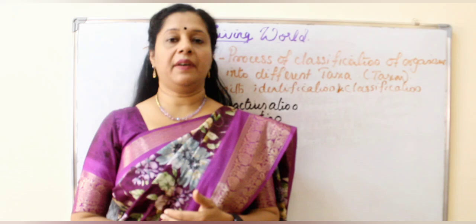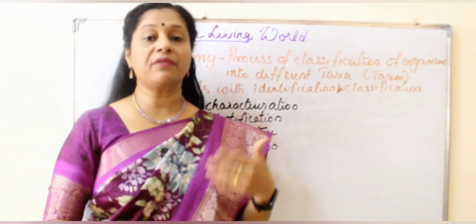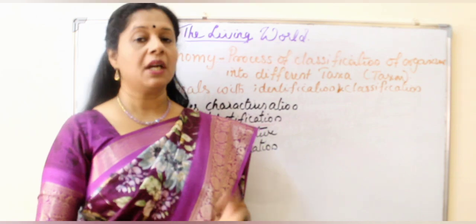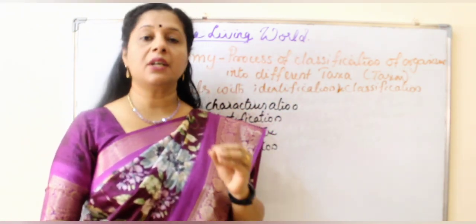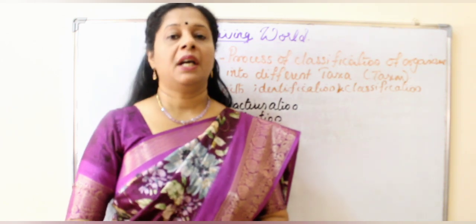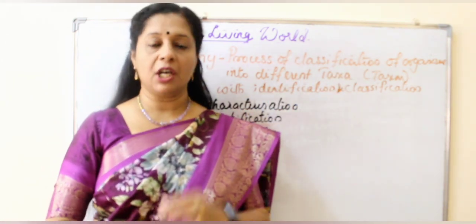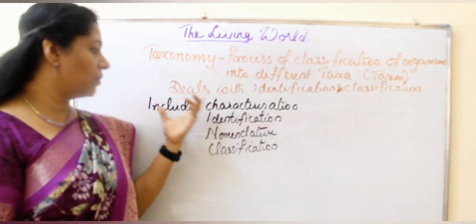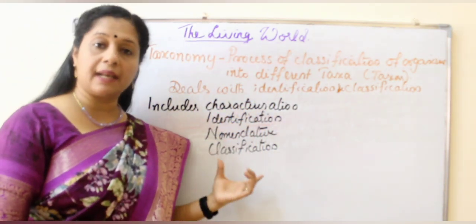Now in classification, the main branch is taxonomy. Taxonomy is the process of classification of living organisms into different taxa. Taxa means different categories, singular taxon, plural taxa. It deals with the identification and classification of organisms. So taxonomy has the following steps: characterization, identification, nomenclature and classification.